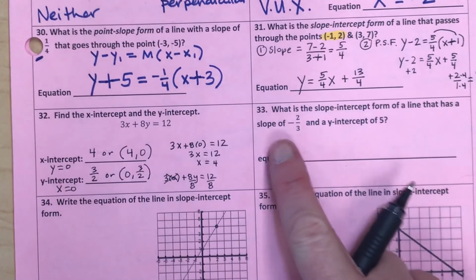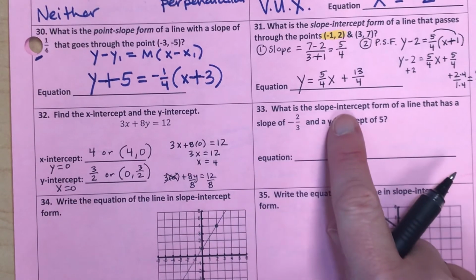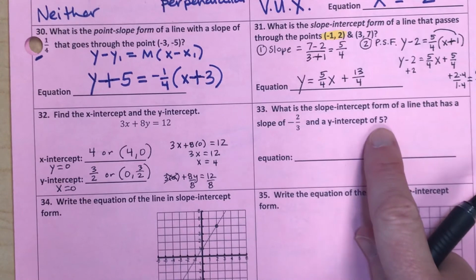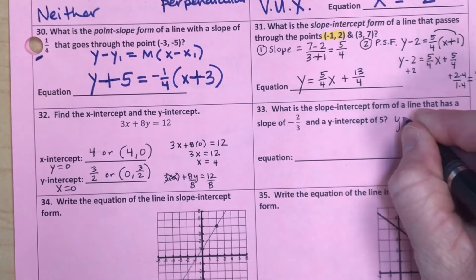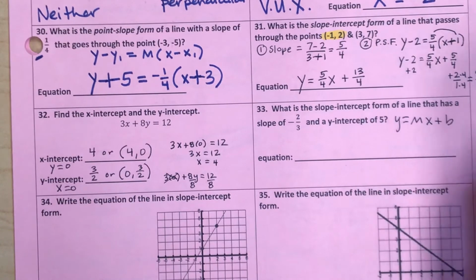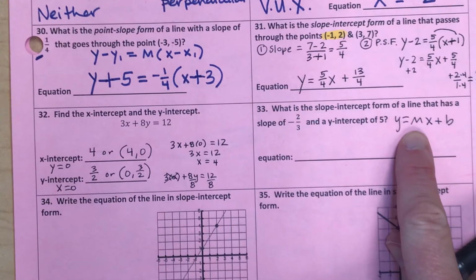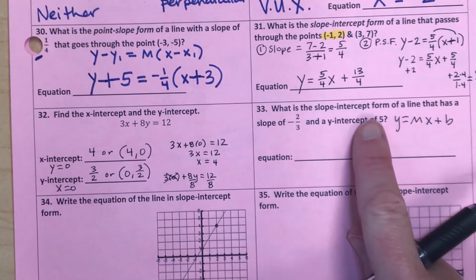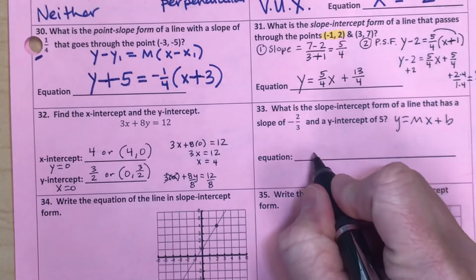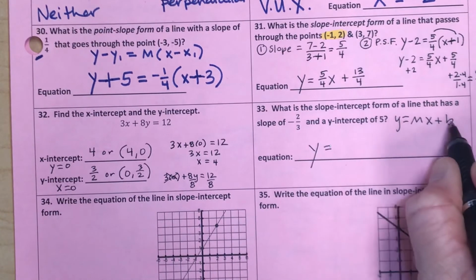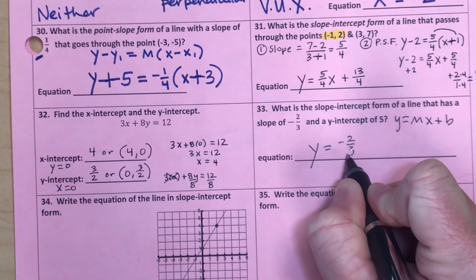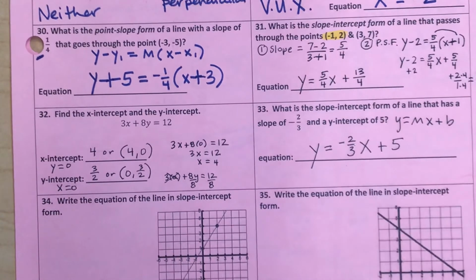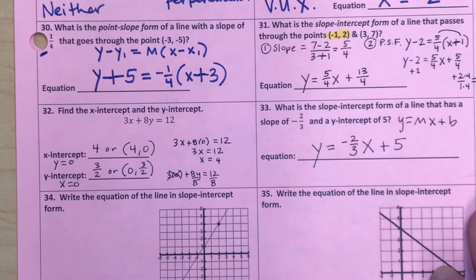All right, here's number 33. What is the slope-intercept form of a line that has a slope of 2/3 and a y-intercept of 5? Well, if your formula is y equals mx plus b, I know my slope that I'll plug in for the letter m, and I know my y-intercept, 5, which I'll plug in for the letter b, because your y-intercept stands for b. So we're just going to plug in the two values, the m and the b. So my slope was negative 2/3, and my y-intercept was a positive 5. And that's it. We just plug in the two values, and you have your equation.